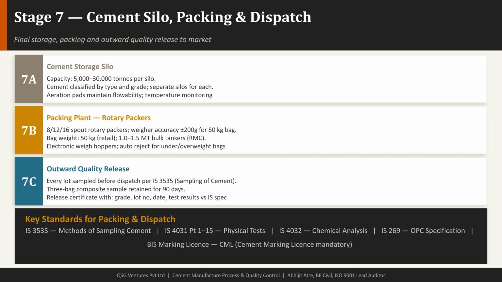Stage 7 covers cement silo, packing, and dispatch. Cement is stored by type and grade in silos before being bagged by rotary packers with high weighing accuracy. Outward quality release requires sampling, physical and chemical testing per IS codes, and certification. BIS marking license is mandatory for dispatch.